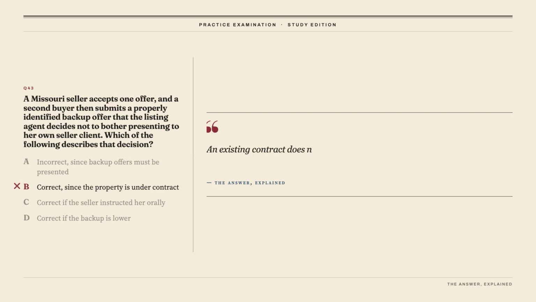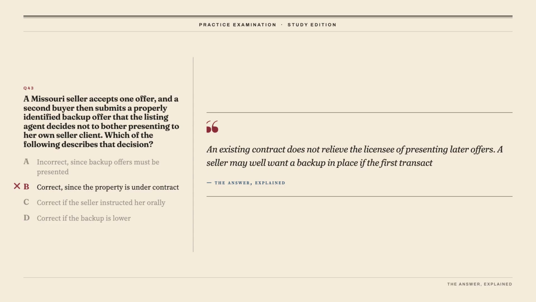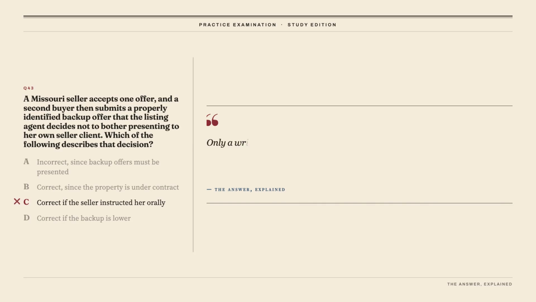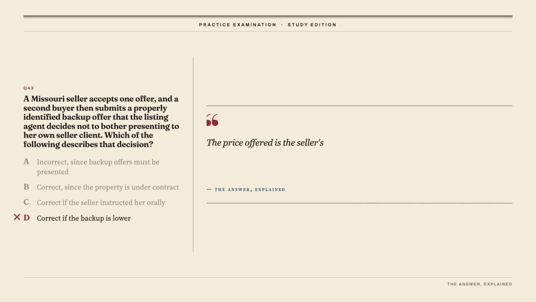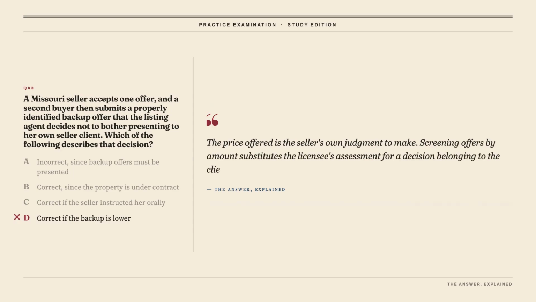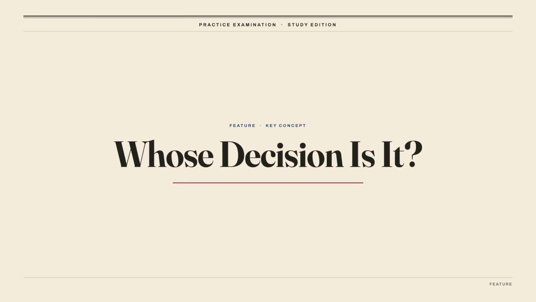B is wrong because an existing contract does not relieve the licensee of presenting later offers. A seller may well want a backup in place if the first transaction collapses. C is wrong because only a written instruction from the seller changes the obligation. An oral remark at a kitchen table does not satisfy the narrow exception the statute allows. D is wrong because the price offered is the seller's own judgment to make. Screening offers by amount substitutes the licensee's assessment for a decision belonging to the client. Deciding which offers a seller gets to see is not the licensee's call.